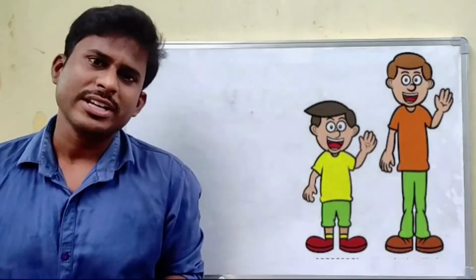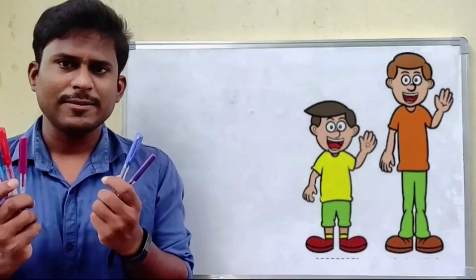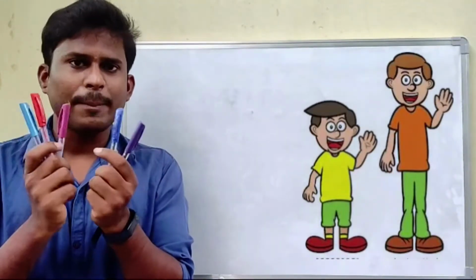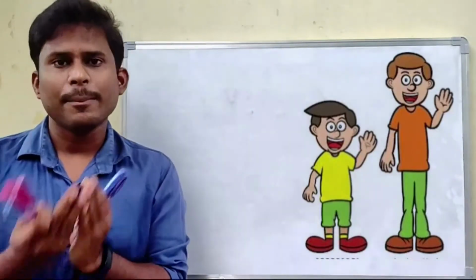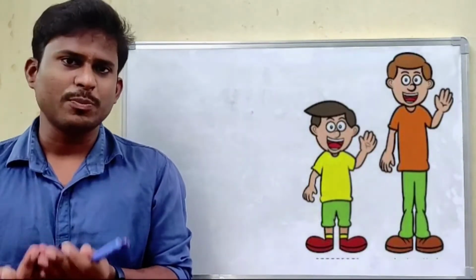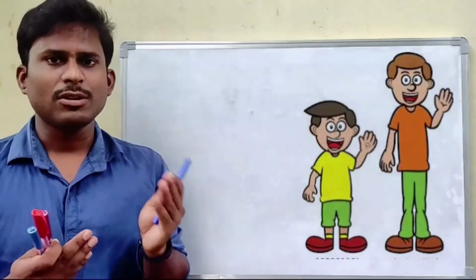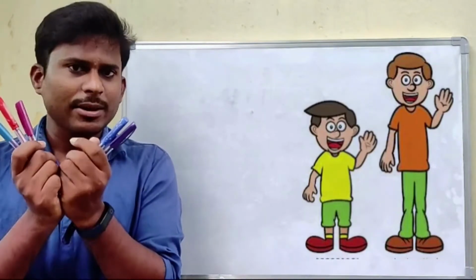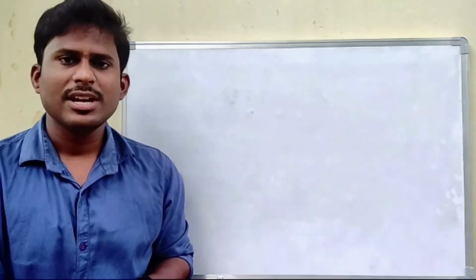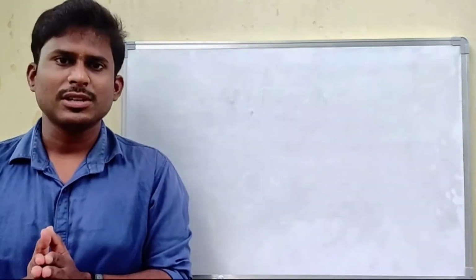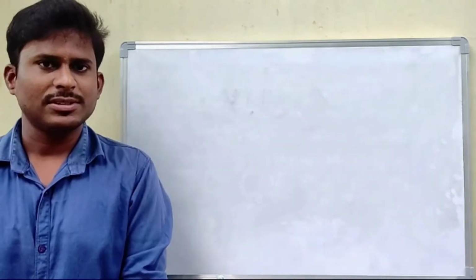Now look children, what we actually did here. In my right hand and left hand, I am comparing the pens in both my hands. And see here, we just compared the heights of 2 persons. I compared 2 objects, heights of 2 persons. Here I am comparing pens in both my hands. In the same way, if we take large numbers, we can compare large numbers also. Okay, let us discuss today the comparison of large numbers.